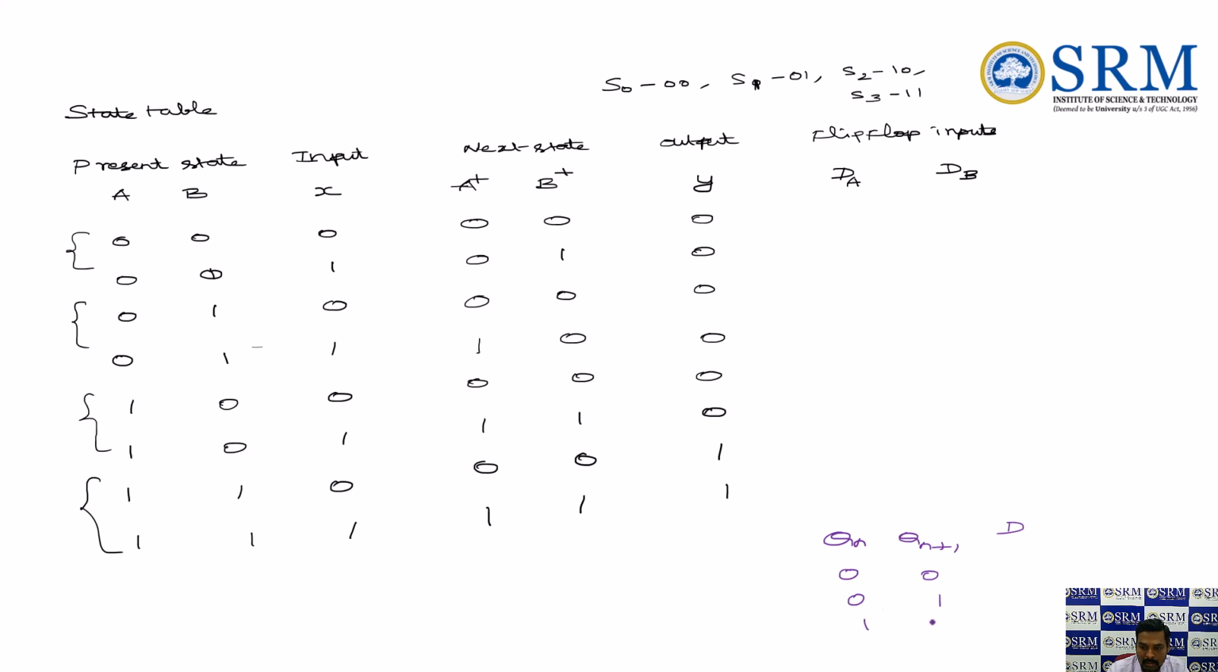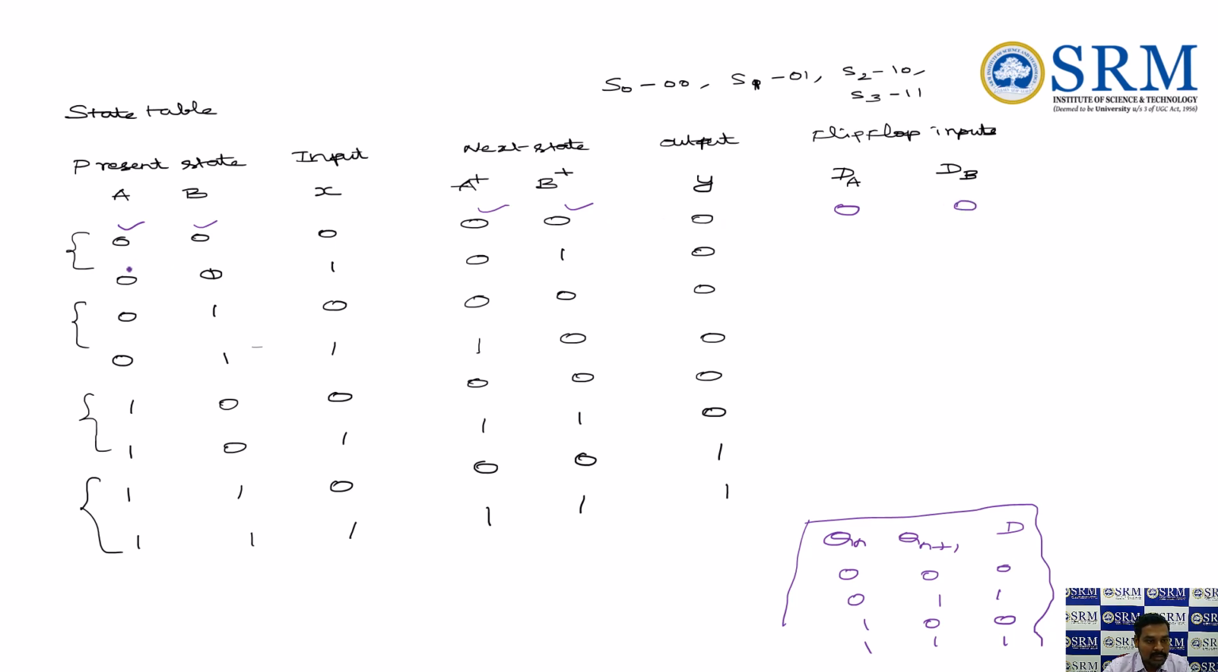So 0 0, 0 1, 1 0, 1 1. When both are 0, the output is 0. I mean the input is 0 0, 1 0 1, right? So with the help of this excitation table only, we are going to write these flip-flop inputs. Now for this, we have to compare A with A plus. If both are 0, our output is 0. Similarly, I can compare B with B plus. Both are 0, we'll get 0.